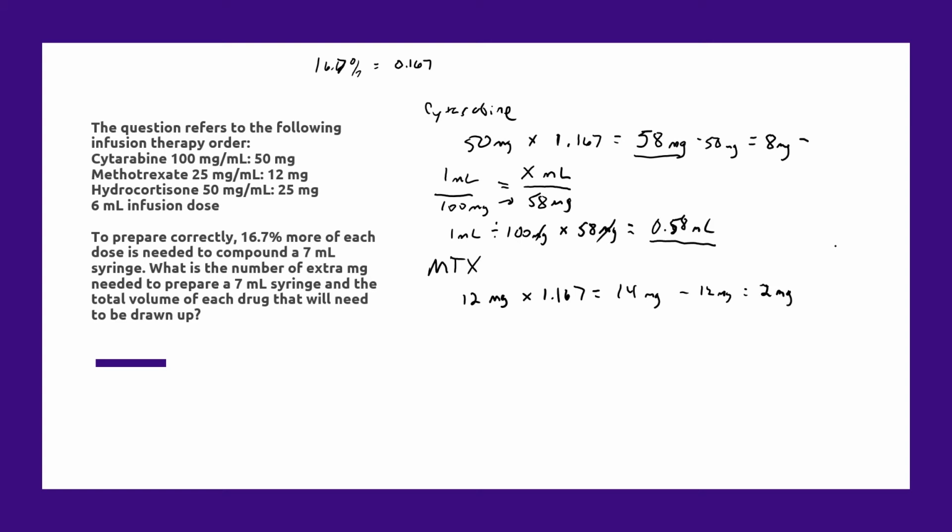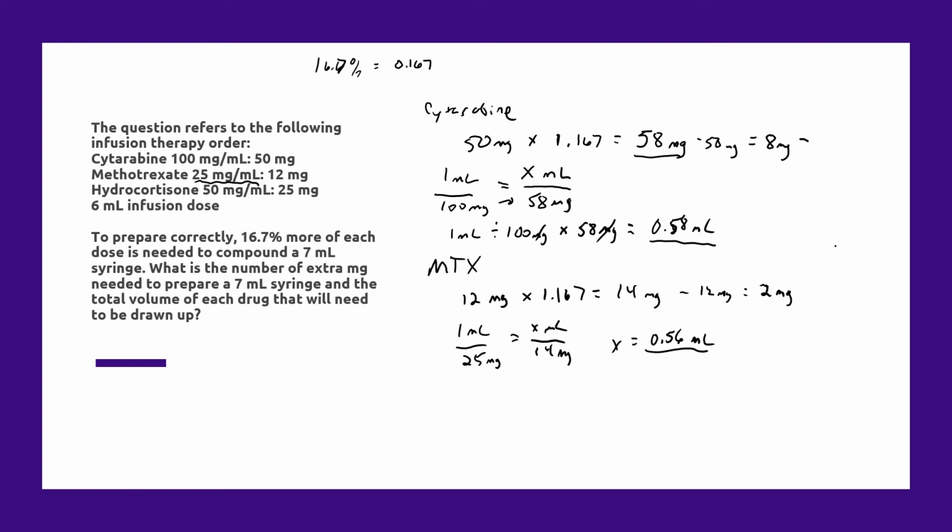And to figure out the volume that we're going to need for 14 milligrams, we do the same thing we did up there for cytarabine. So how many mL do we need for 14 milligrams when our known concentration of methotrexate is 25 milligrams per mL? So for 1 mL, we have 25 milligrams. And then we solve that left side, 1 divided by 25 times 14. So here we're going to need 0.56 milliliters of methotrexate.